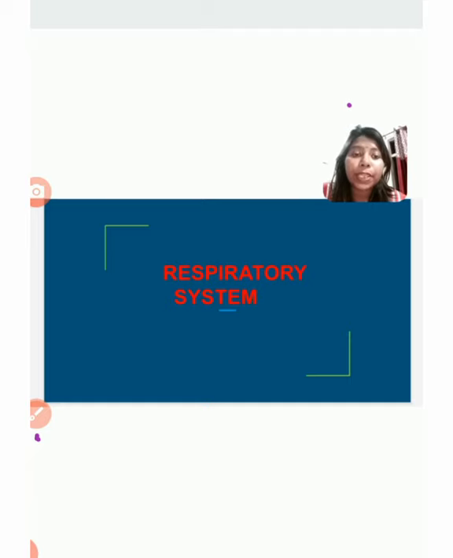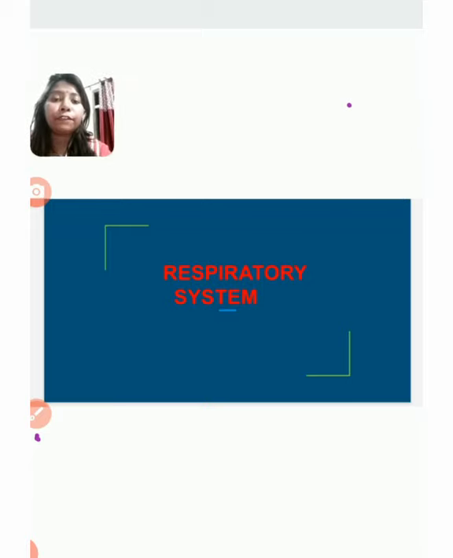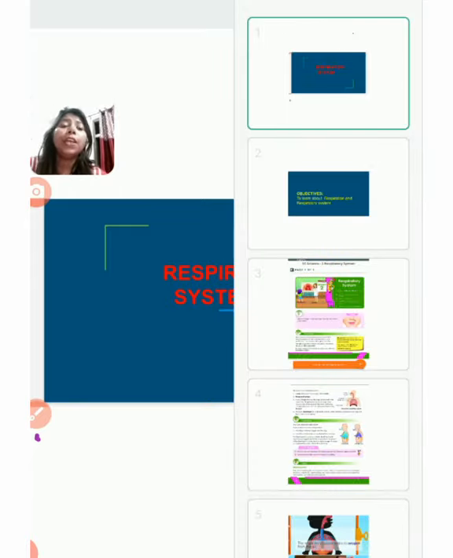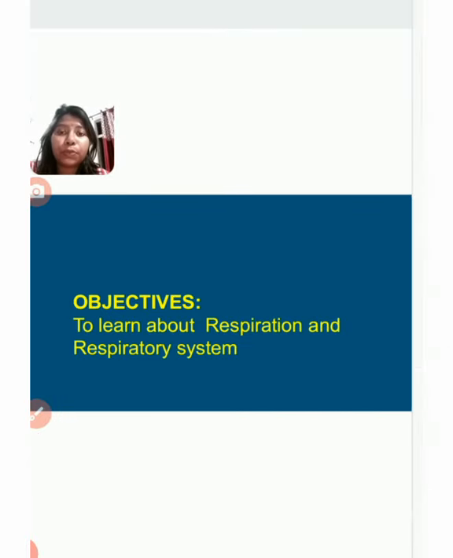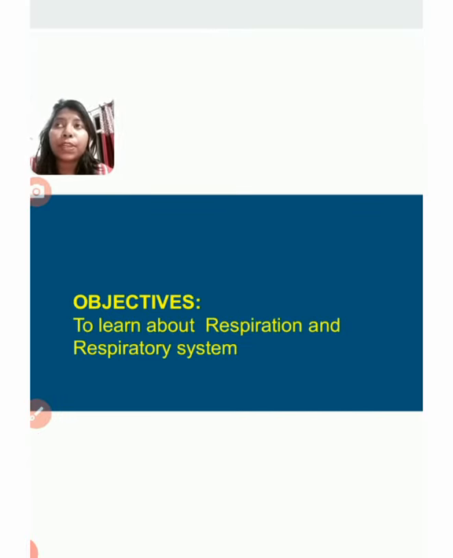So we were doing our second chapter, that is the respiratory system, and that day we read some of the objectives and the new words. Today we are going to read something about respiration and the respiratory system. So our objective for today is to learn about respiration and the respiratory system.